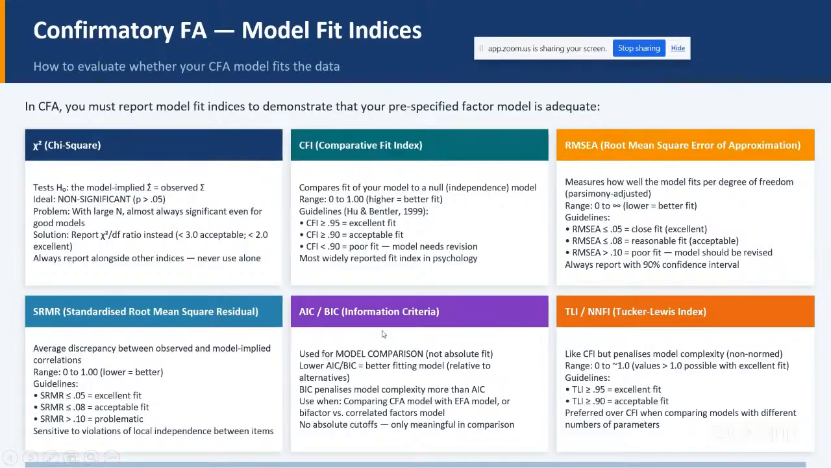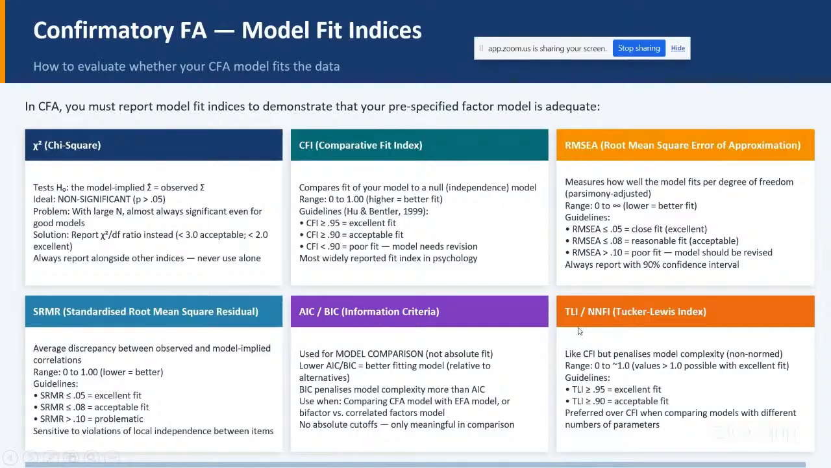AIC or BIC, that is information criteria. These are used for model comparison, not absolute fit. The lower the AIC or BIC, the better the fit relative to the alternatives. If we have fit 1 and fit 2 and want to compare which one is better, we use the AIC. If the AIC is lower for model 1, then it is better than model 2. When to use it: to compare a CFA model with an EFA model, or a bifactor versus a correlated factor model.